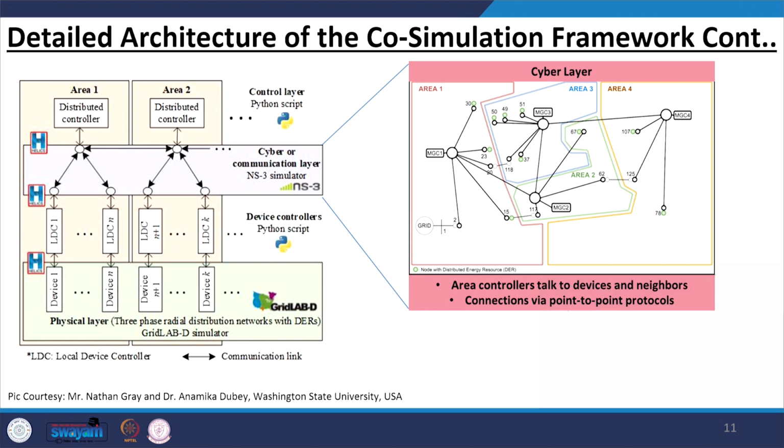Then you have the cyber layer, which has the controllers. Each and every area has been divided, so this is one area controller, this is another area controller, and so on, four in total. With the help of NS3, communication links have been established between the area controller and the actual meters or DERs, where you need to send the control decisions. Your meters will sense the device voltage and the power flow, and your control will be sent to the DER. Depending upon that, for area 1, area 2, area 3 and area 4, the communication architecture is defined.